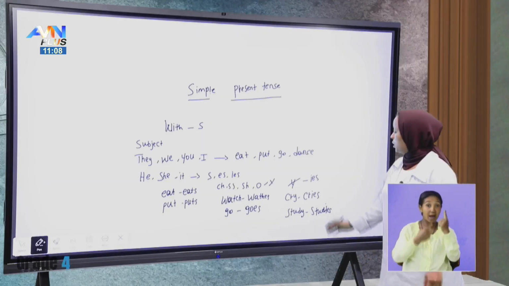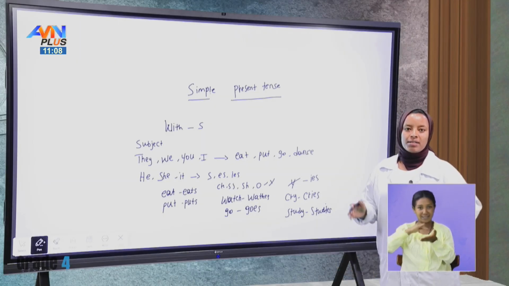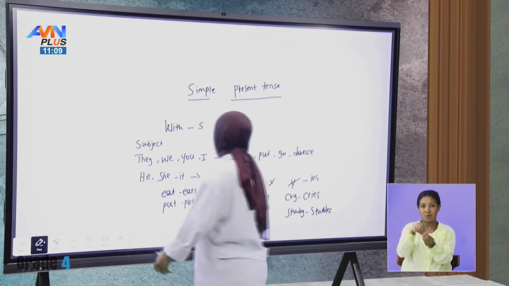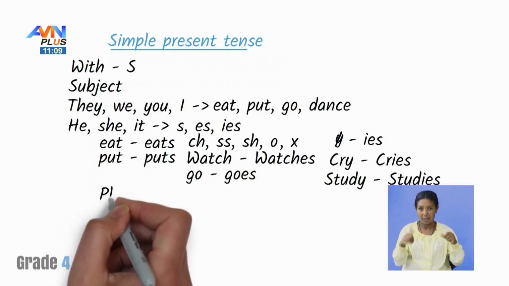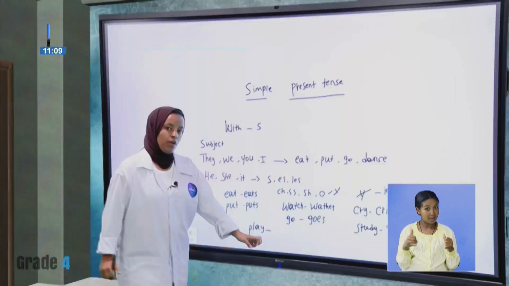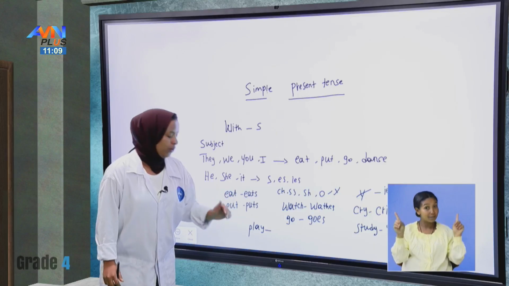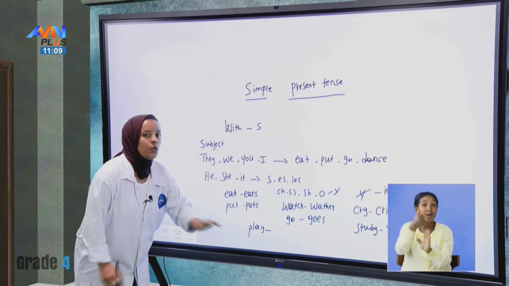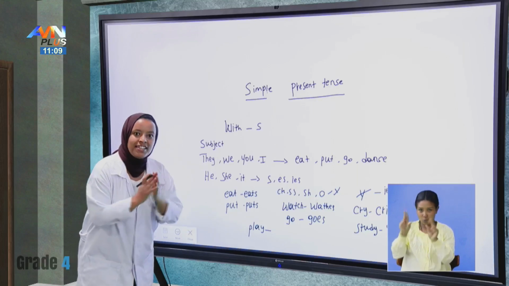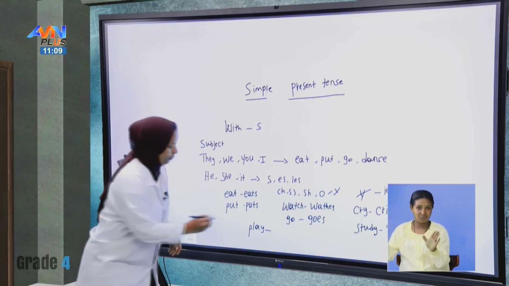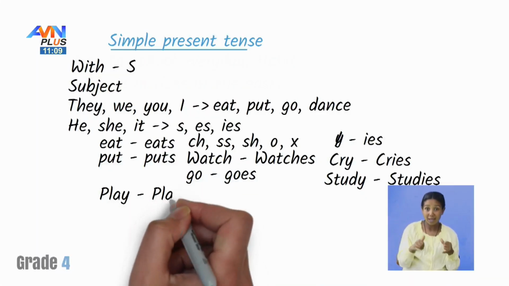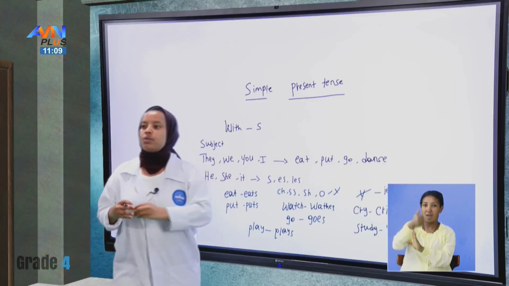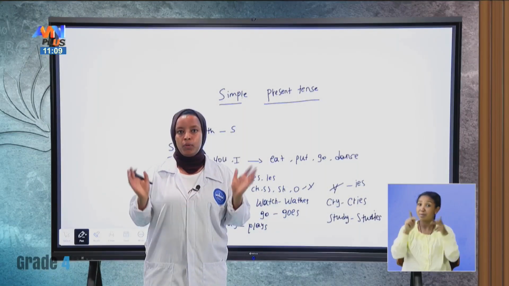Cry, cries. Study, studies. Try, tries. Here is one more example. When we come to an example like play, of course it ends with Y, but we don't cancel the Y because before the Y there is a vowel letter, A. So we just add S at the end of this verb. Play, plays. Here is the rule of simple present tense and which kind of verb we are going to use.